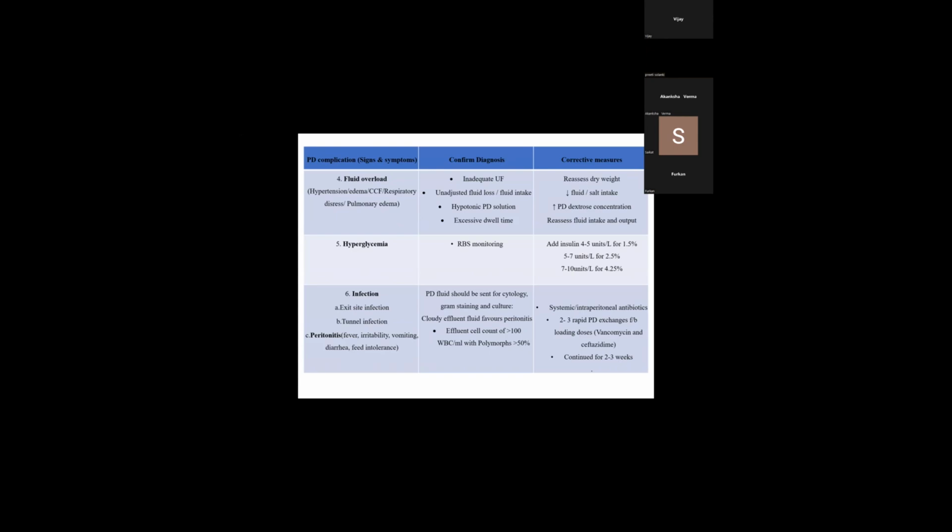In case of infection, we should suspect peritonitis if the patient has fever, irritability, vomiting, diarrhea, or feed intolerance. For this, PD fluid should be sent for cytology, gram staining, and culture.